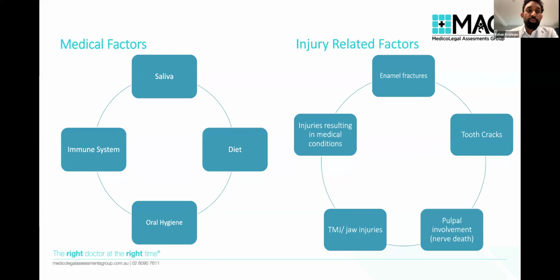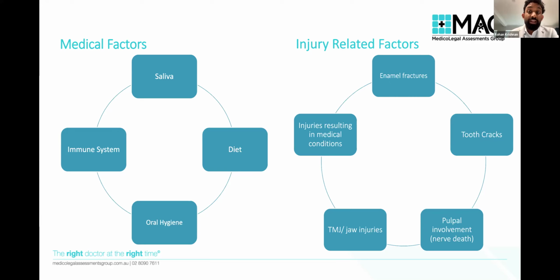So that first wheel that you see is impacted upon by that second wheel, which is the injury. And when it comes to dental decay, because it's a secondary process of bacteriological disease that then leads to breakdown of teeth, there needs to be a breach or a break in the enamel, a tooth crack, a pulpal involvement, that is involvement of the nerve inside the tooth that leads to nerve death and infection, or a jaw injury that then predisposes the patient to have issues down the track.